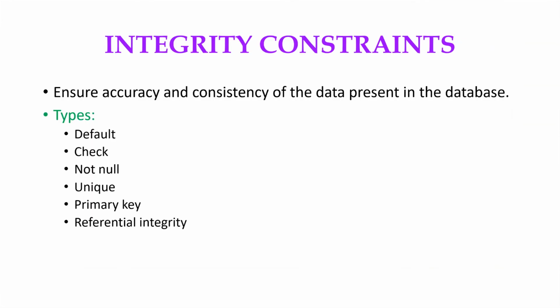Next topic is integrity constraints. Integrity constraints ensure the accuracy and consistency of the data in the database. Already we have seen some integrity constraints in the previous classes. Let us have a look back at them. The different types are default, check, not null, unique, primary key and referential integrity.